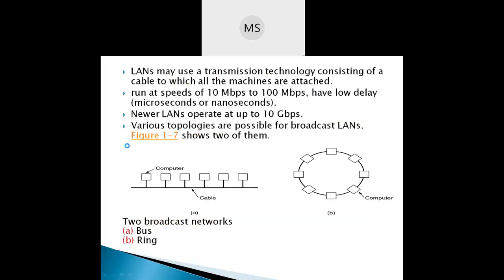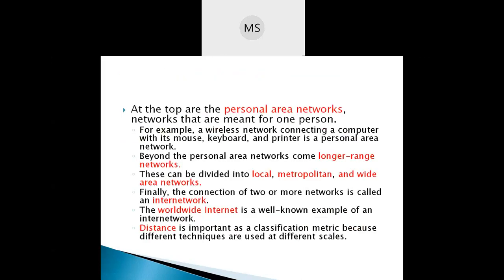When it comes to personal area networks, they are meant for one person. For example, a wireless network connecting a computer with its mouse, keyboard, and pointer is a personal area network. Suppose I have a desktop with a wireless keyboard and wireless mouse; as a combination of that, I can say it is a personal area network.